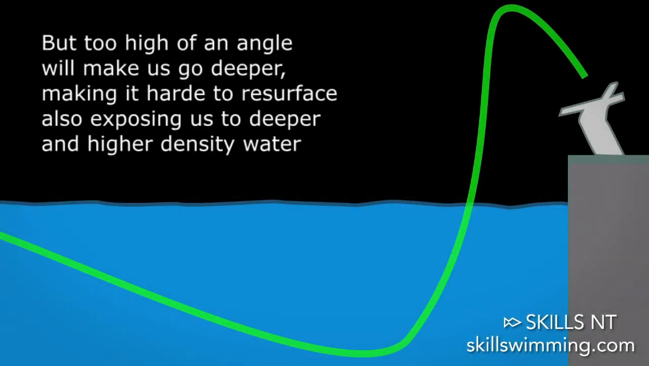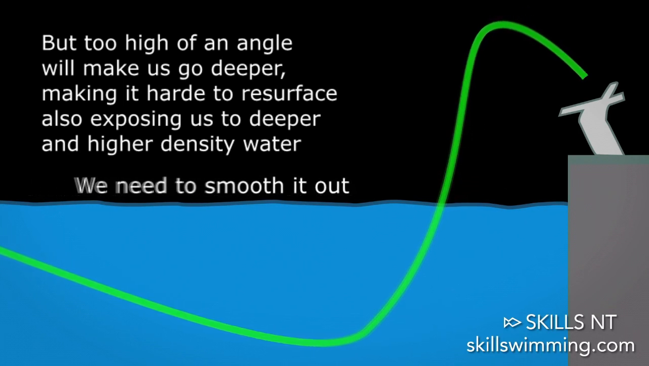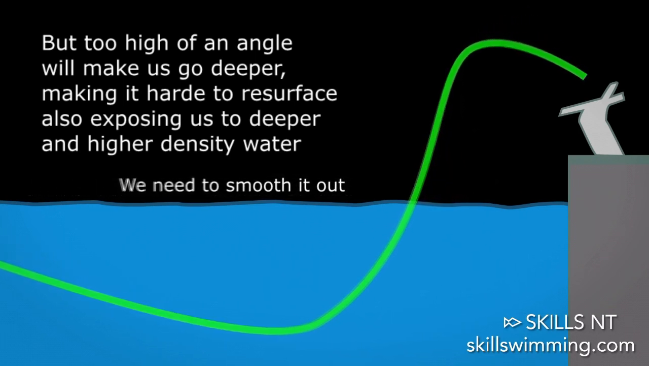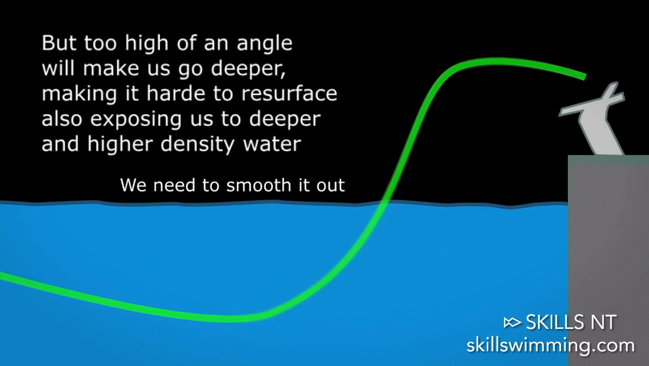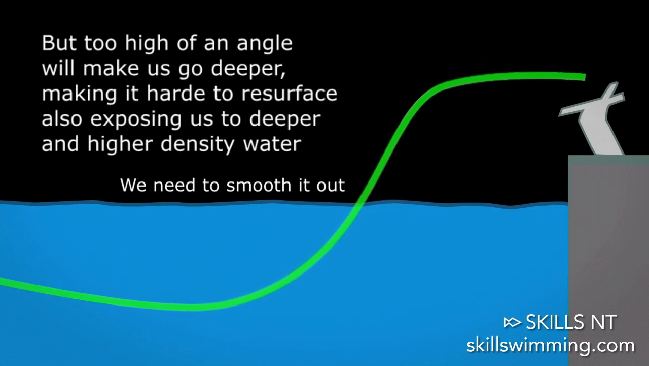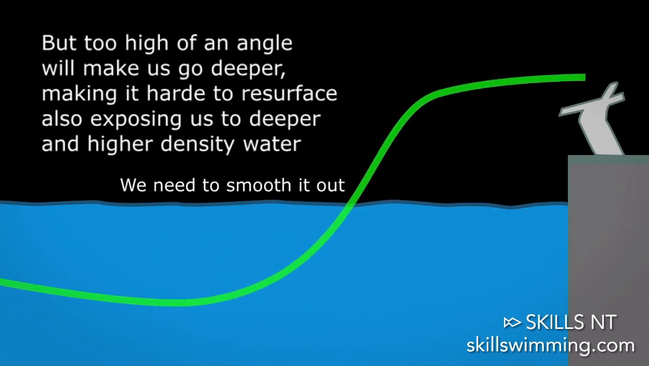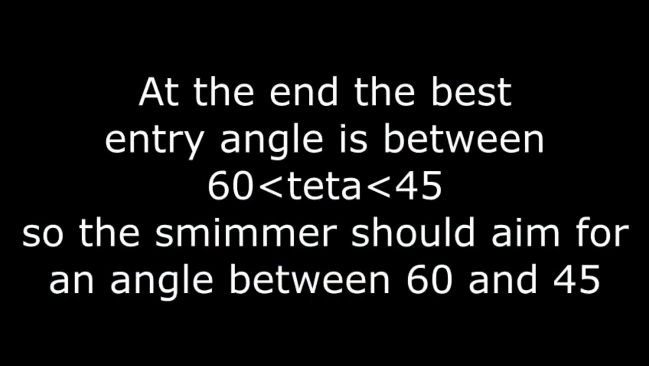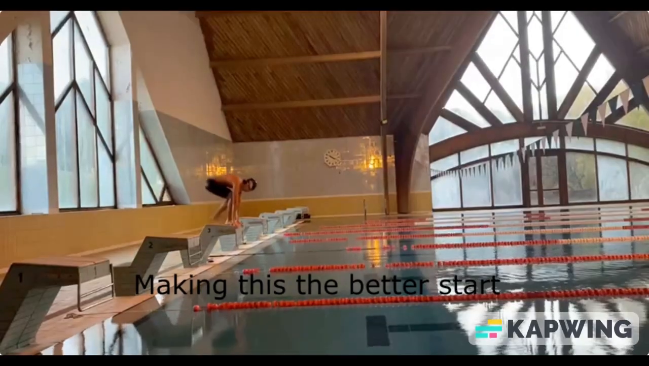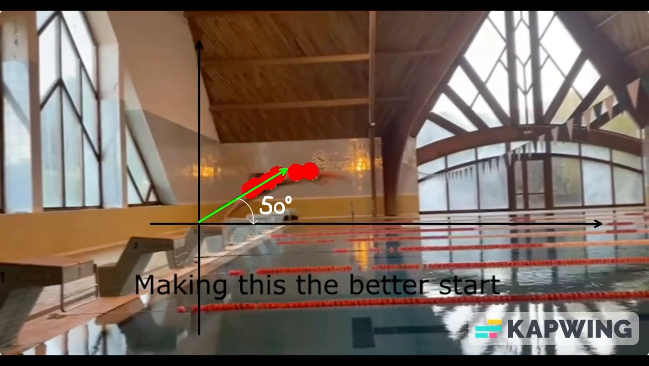But too high of an angle will make us go deeper, making it harder to resurface and also exposing us to deep and high density water, increasing the drag. So we need to smooth out the entry. For this reason, the best entry will be between 45 and 60 degrees, somewhere in the range of 50 degrees. So the swimmer must aim for a start like this one.